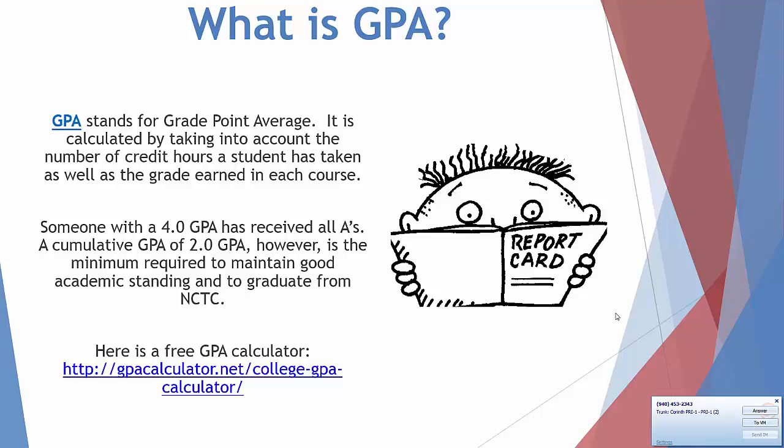GPA stands for Grade Point Average. It is calculated by taking into account the number of credit hours a student is taking, as well as the grade earned in each course. Letter grades are assigned numerical values, or grade points. With an A, you will earn 4 grade points. With a B, you will earn 3, a C is 2, a D is 1, and an F is 0. Someone with a 4.0 GPA has received all A's. A 2.0 GPA, or a C average, however, is the minimum required to maintain good academic standing and to graduate from NCTC.